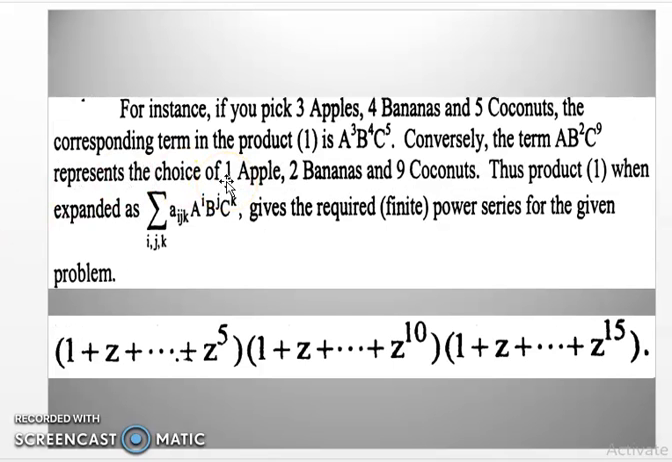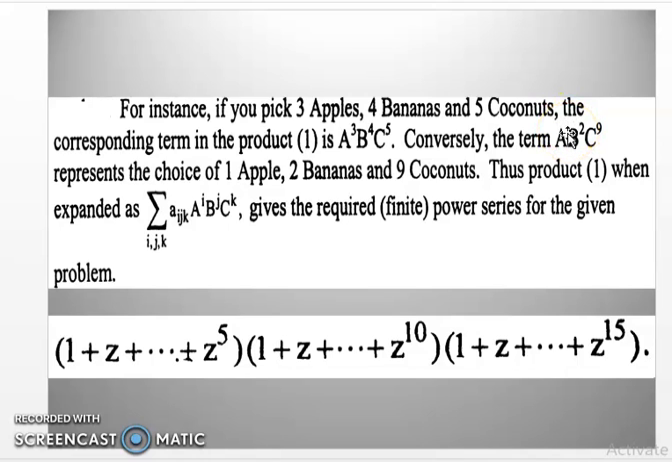For example, if you pick 3 apples, 4 bananas and 5 coconuts, the corresponding term in the product is 3 apples denoted by A raised to power 3, 4 bananas denoted by B raised to power 4 and 5 coconuts denoted by C raised to power 5. Similarly, consider the term A into B raised to power 2 into C raised to power 9, which means 9 coconuts picked, 2 bananas picked, and only 1 apple picked.